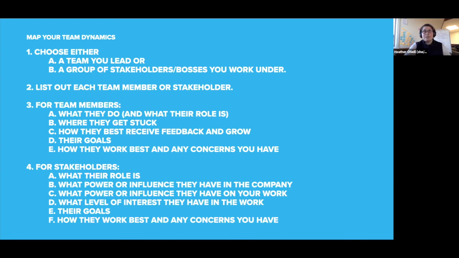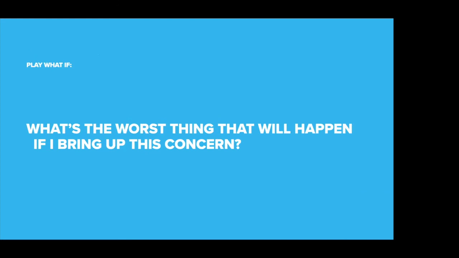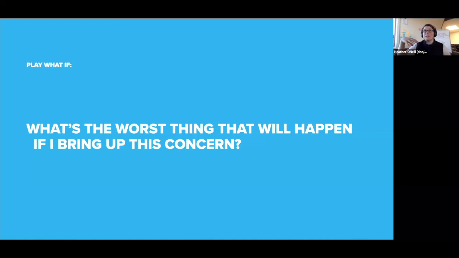Once you've got your team dynamics mapped out, go through the different scenarios or concerns that you have, or the possible negatives, and say, what's the worst thing that will happen if I bring up this concern, or I say this thing, or I make this choice that aligns with my values, but that doesn't necessarily align with the stakeholder or with what this team member thinks they want. And don't go, oh, the world will explode, because that's not really actually the worst thing that will happen.